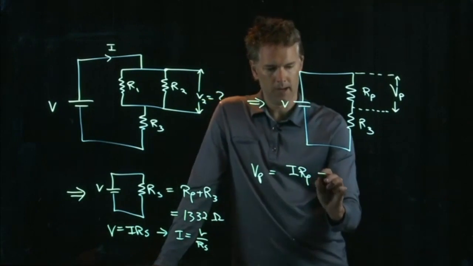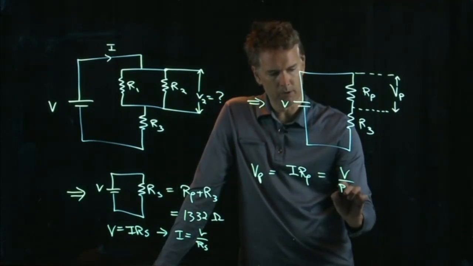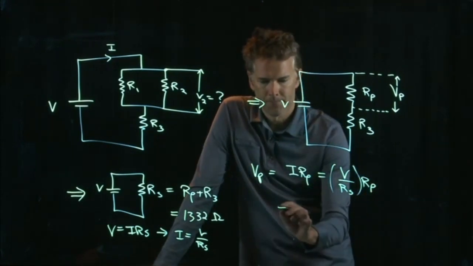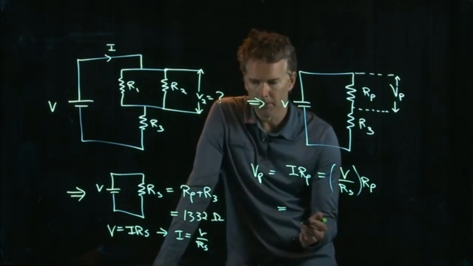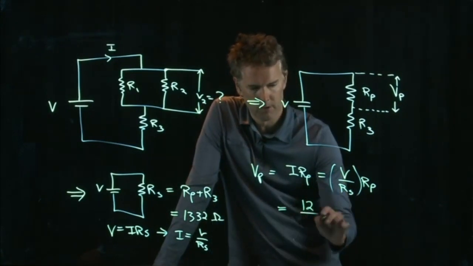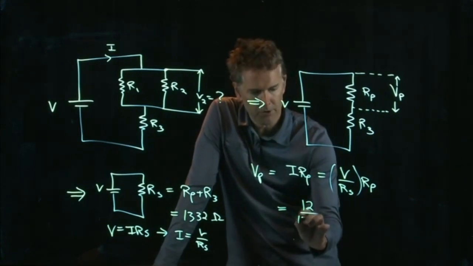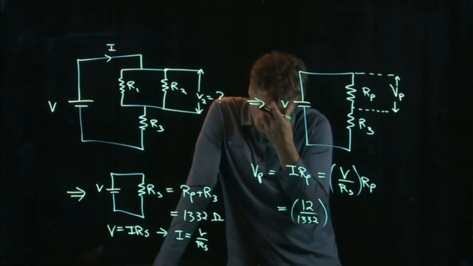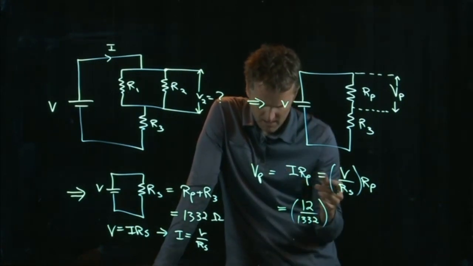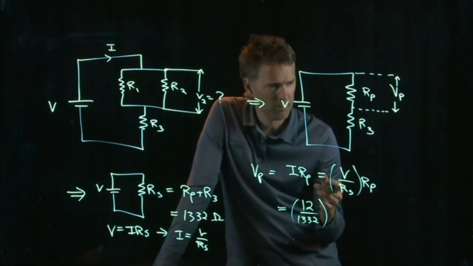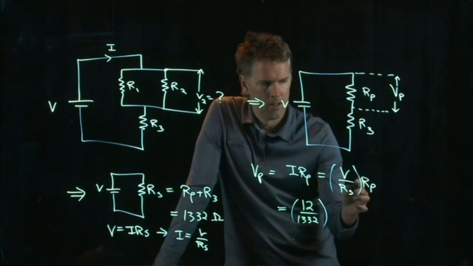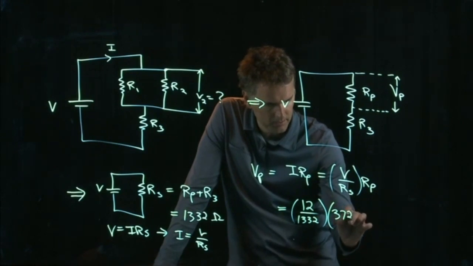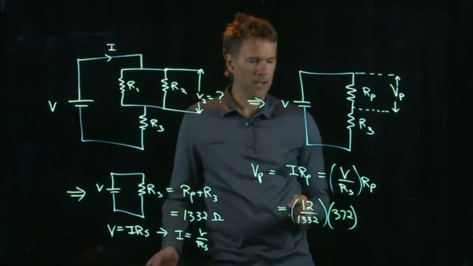And so look, I can plug that in right here, and I get V over R sub S, all of that times RP. And now we have all those numbers, we can plug it in. So we have 12 volts. R sub S we said was 1332. R sub P we said was what? Was it 338 or something? You guys remember? 372. Good, thank you. 372.